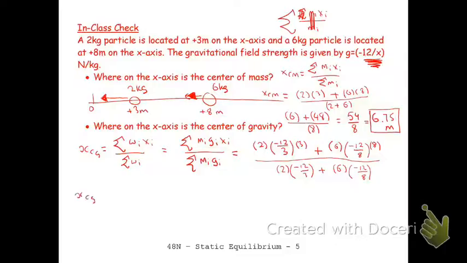So x center of gravity is equal to, let's have a look, that can cancel, so that would be minus 24. Those two cancel. That's going to be added to minus 72, sorry, over... And then I look down here, and they don't cancel, so that's minus 24 over 3 is 8.